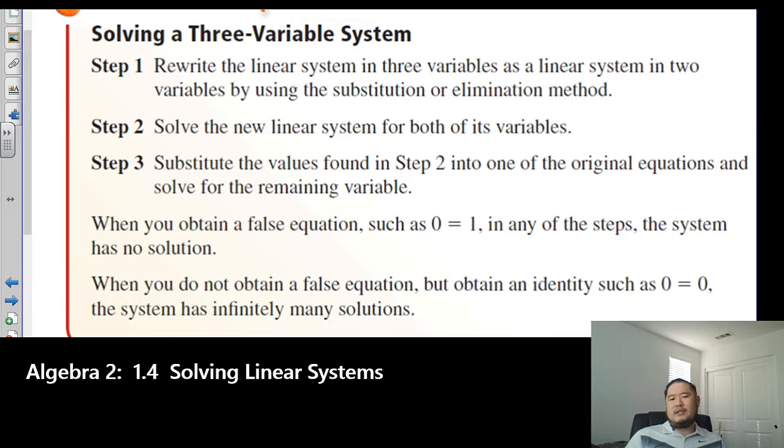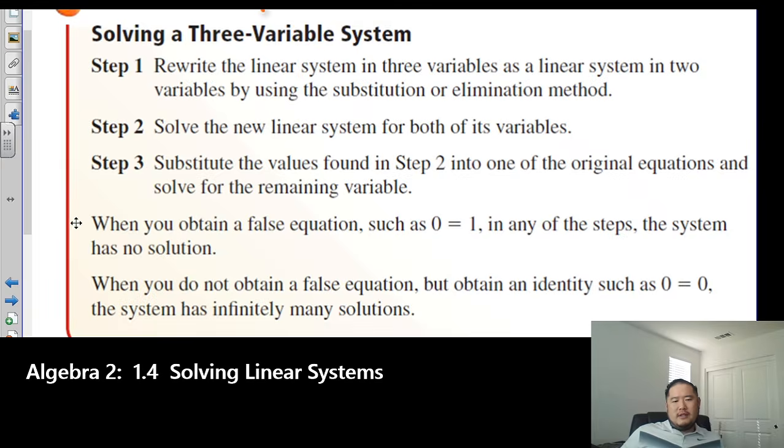Step 2. It says solve the new linear system for both of its variables. Step 3. Substitute the value found in step 2 into the original equations and solve for the remaining variable. So as you're working on this, you're going to start off with three variables, and then you're going to have two variables. And then lastly, you're going to only have one to solve for. A few things to take note of as you're solving these out.